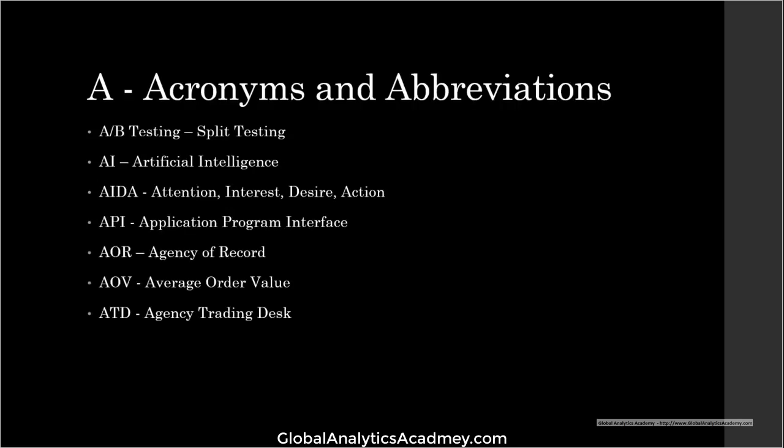So to recap, in this lecture we covered the following acronyms: A/B testing, which also is known as split testing; AI, artificial intelligence; AIDA, attention, interest, desire, action; API, application programming interface; AOR, agency of record; AOV, average order value; and ATD, agency trading desk.